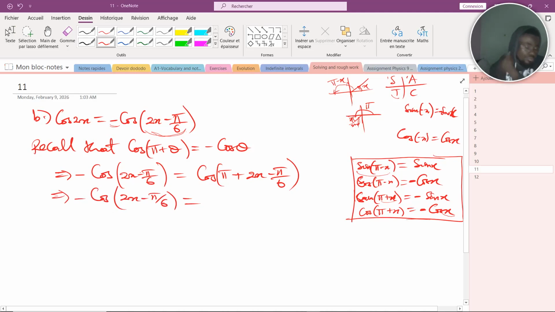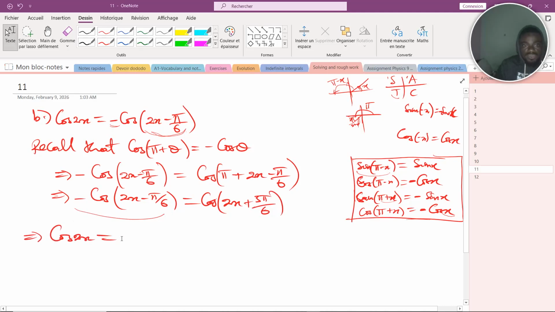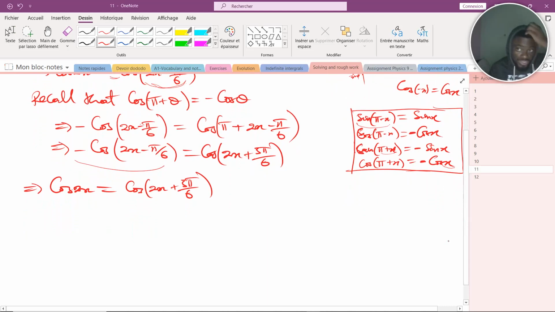So it implies our minus cos 2x minus pi on 6 is equals to what? Pi minus pi on 6. This is 5 pi on 6. So I'll have cos 2x plus 5 pi on 6. Now I'll just substitute this by this where I see it. So this implies we're going to have cos 2x being equals to cos 2x plus 5 pi on 6. Is that okay? So let's now proceed.